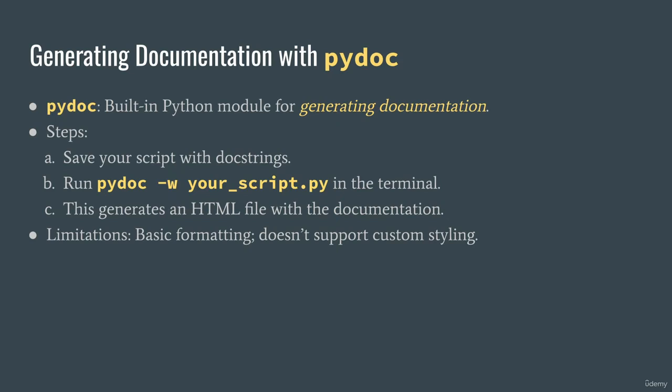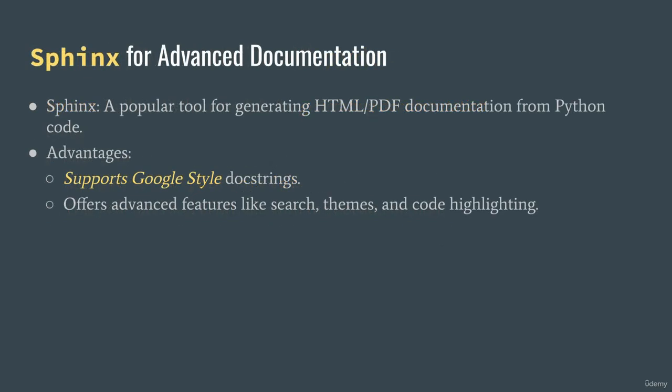Keep in mind, though, that pydoc has some limitations. It offers basic formatting and doesn't support custom styling. It doesn't support Google-style doc strings either, so it's more suited for quick default documentation. For more advanced documentation, you can use Sphinx, a popular tool for generating HTML or PDF documentation from your Python code.